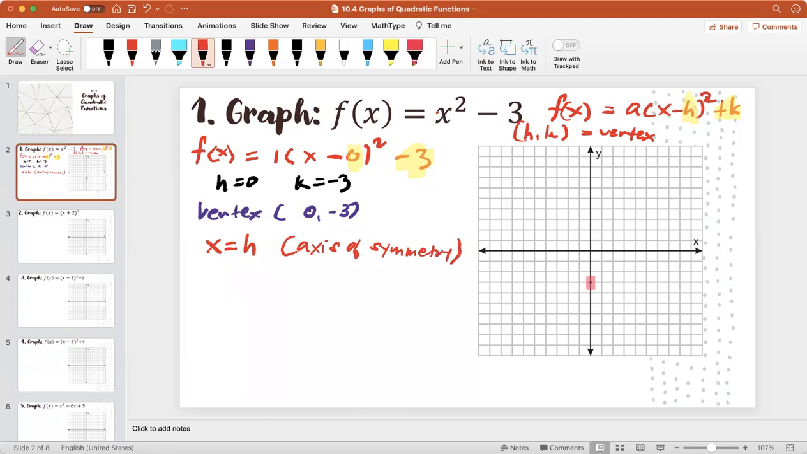And since h is 0, that means x is equal to 0. That's your axis of symmetry. We have your vertex here. This is your vertex, (0, -3). The axis of symmetry is a vertical line that passes through your vertex.